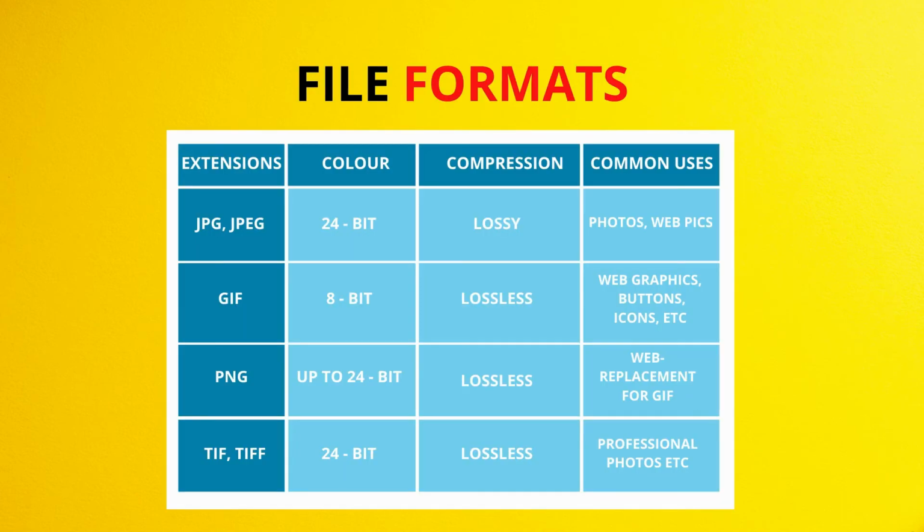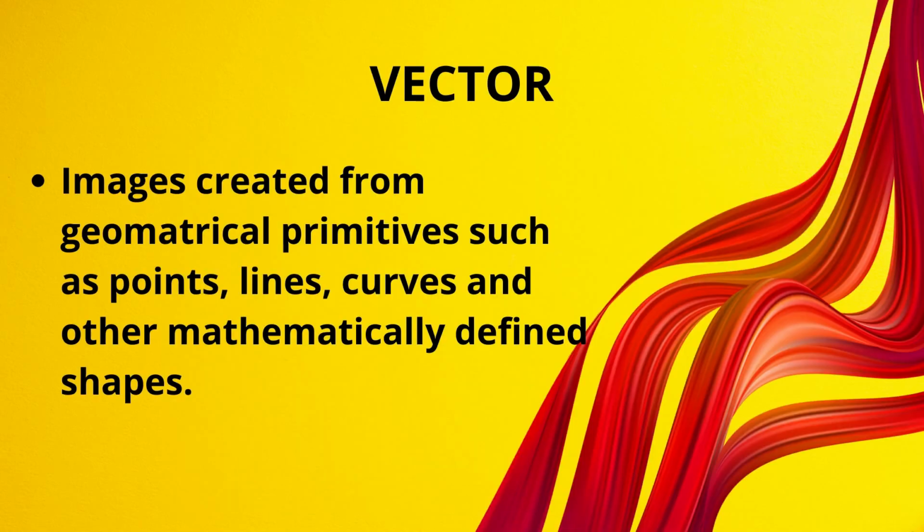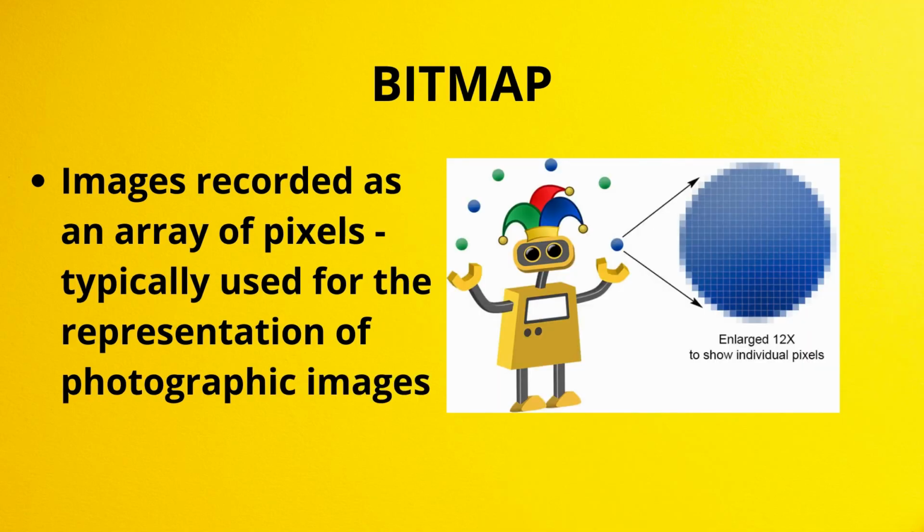Image file formats. Image file formats are standardized means of organizing and storing digital images. Vector: images created from geometrical primitives such as points, lines, curves, and other mathematically defined shapes. Bitmap: images are recorded as an array of pixels, typically used for the representation of photographic images.